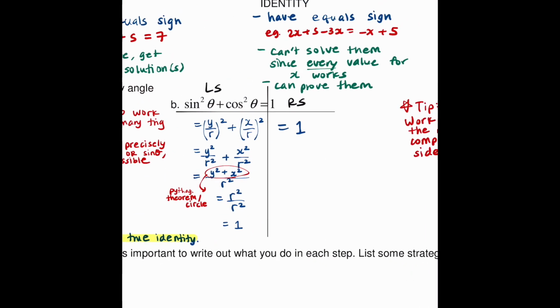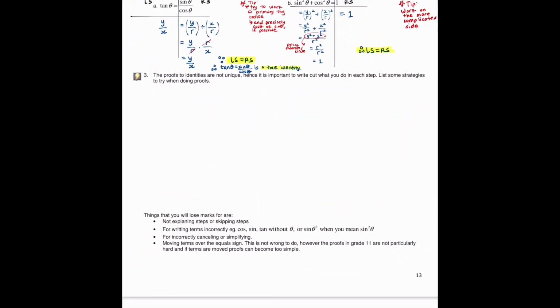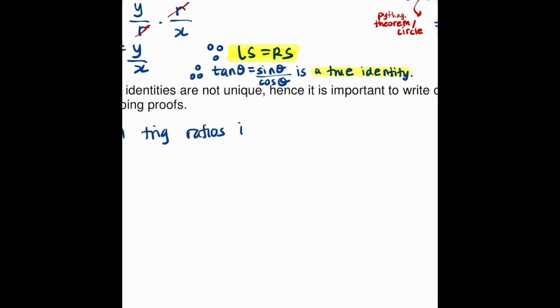And at this point, I can say, therefore, left side is equal to right side, and so this identity is true. Number 3, the proofs to identities are not unique, hence it is important to write out what you do in each step. List some strategies to try when doing proofs. So, like I said before, we want to change all trig ratios into sine and cosine.